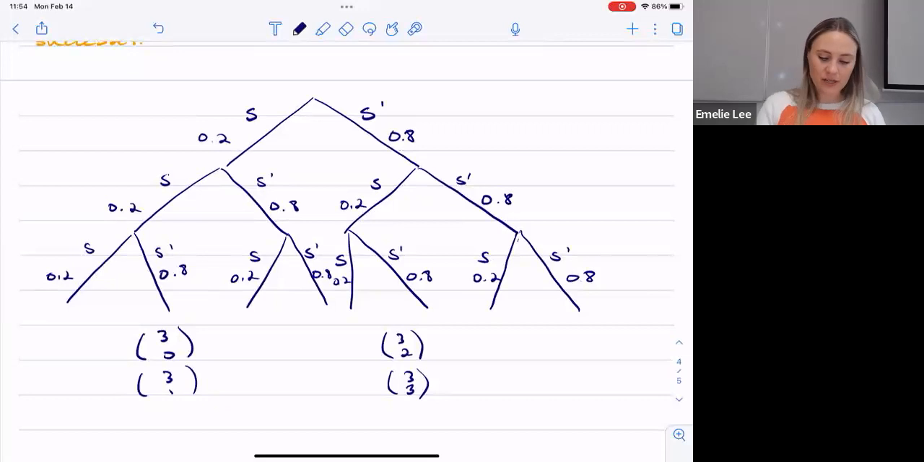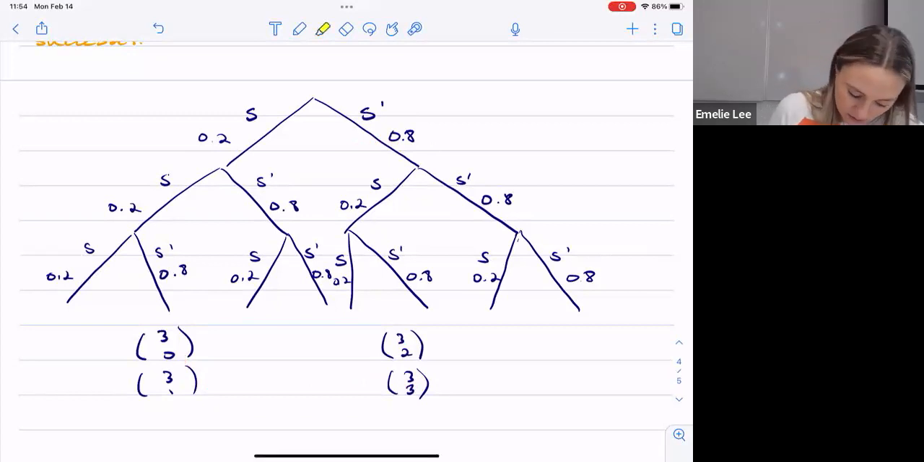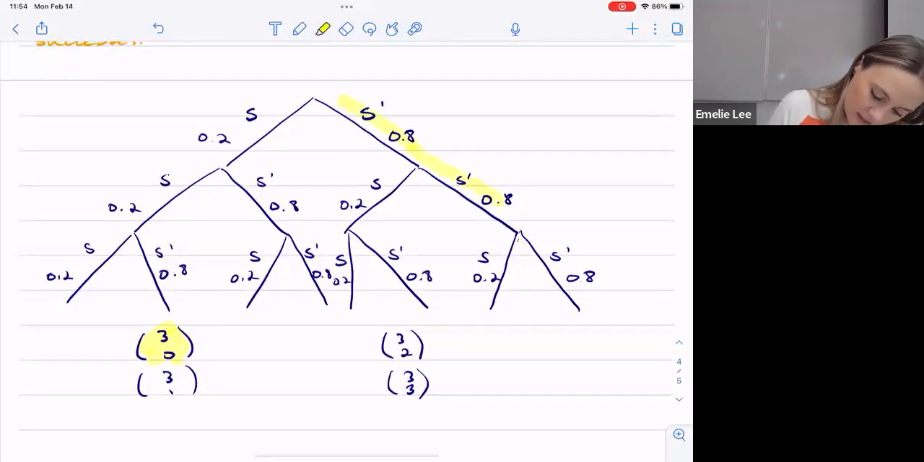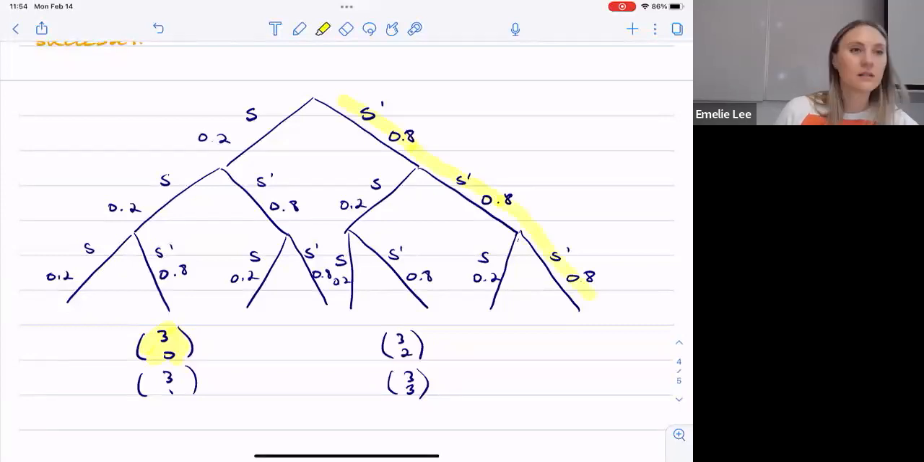So let's use this tree to figure out what each of these values are. 3 choose 0 means that in 3 trials, so I have 3 trials here, that's why they all start with 3. How many ways can I have 0 successes? 0 successes is going to be nothing here, and then nothing again, and then nothing again. So there's only one way that that can happen.